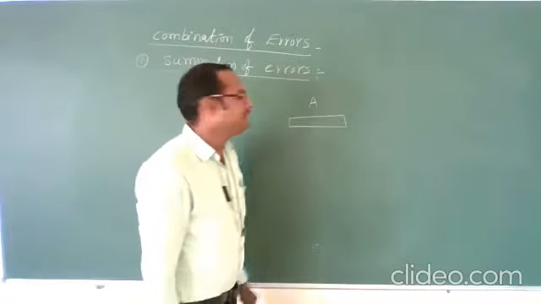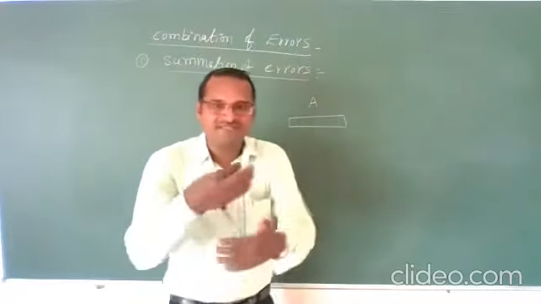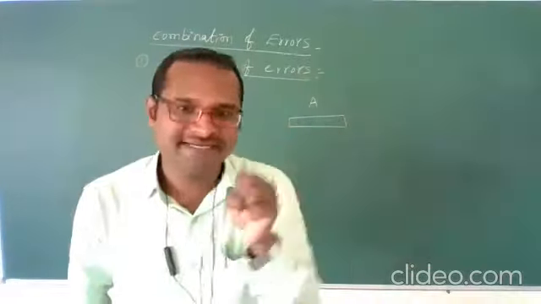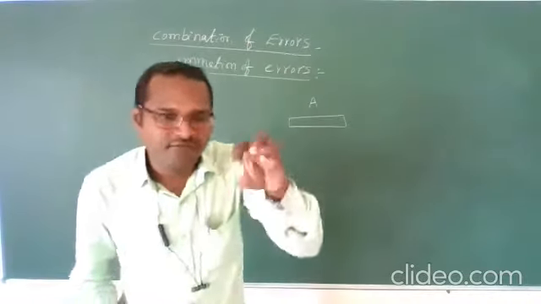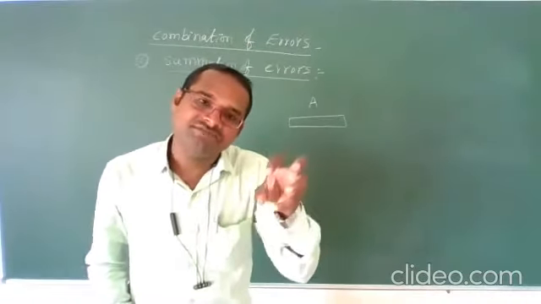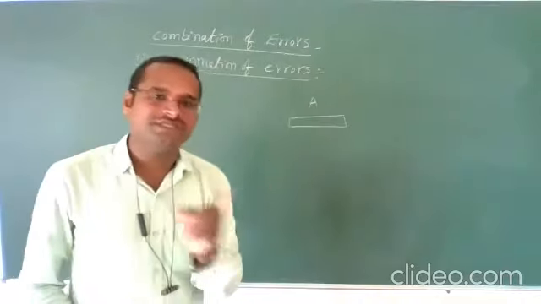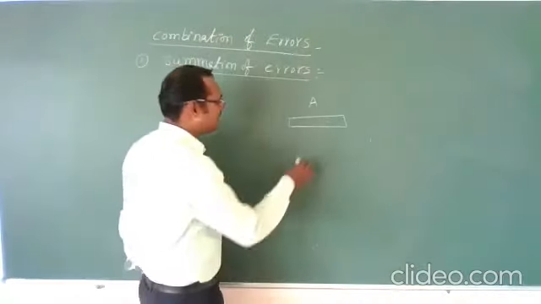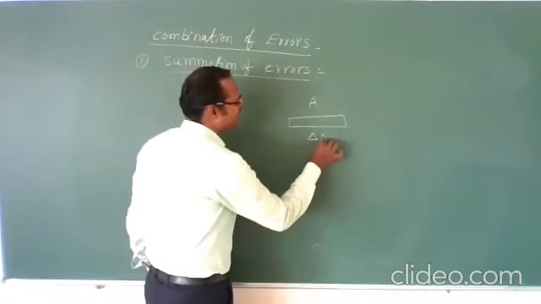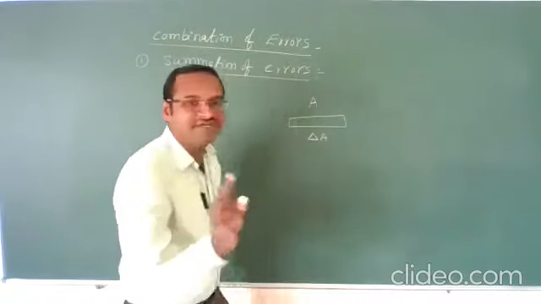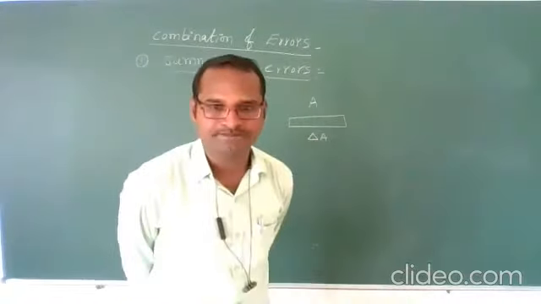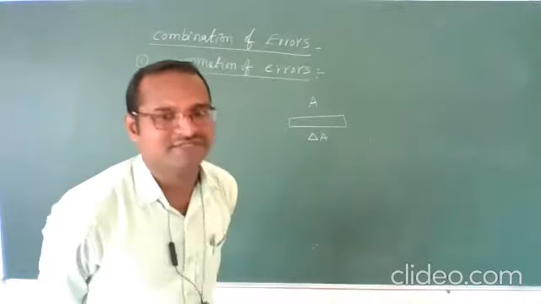And you will measure so many times; each time you will get a reading. Then you take the mean value, and subtract that mean value from all these numbers. Then you will get the absolute error. Let us imagine the absolute error in the measurement of A is delta A. I think you are understanding what I am saying.